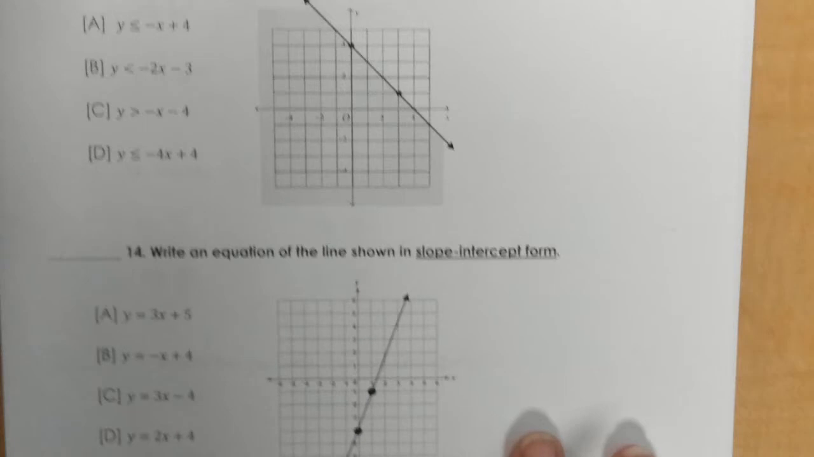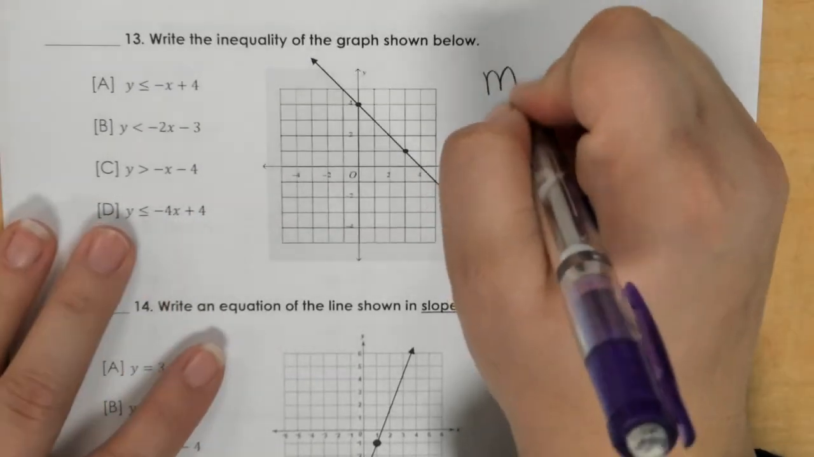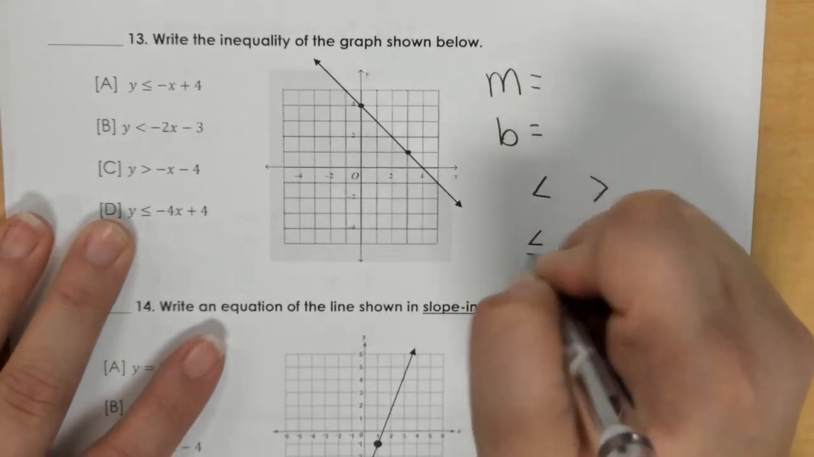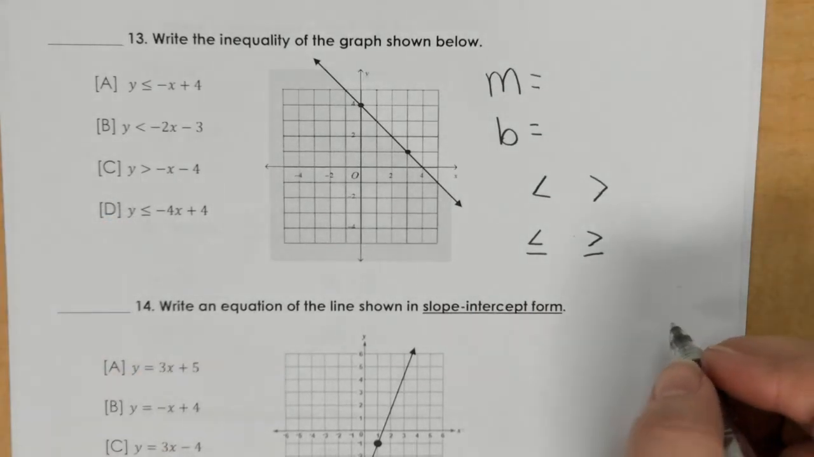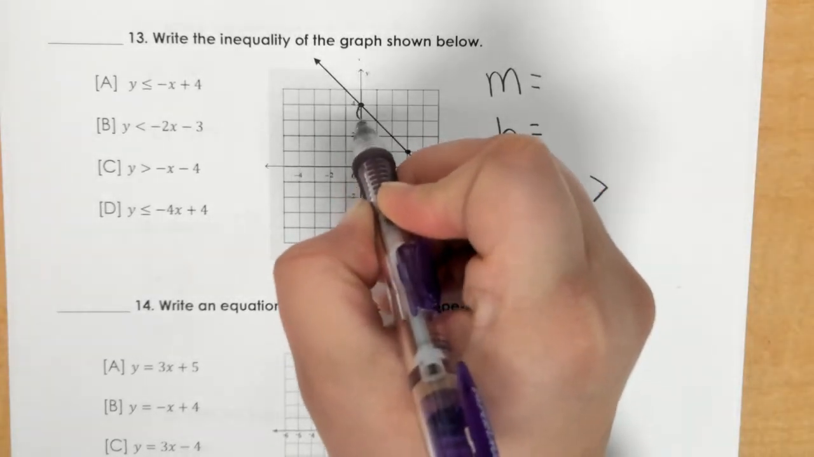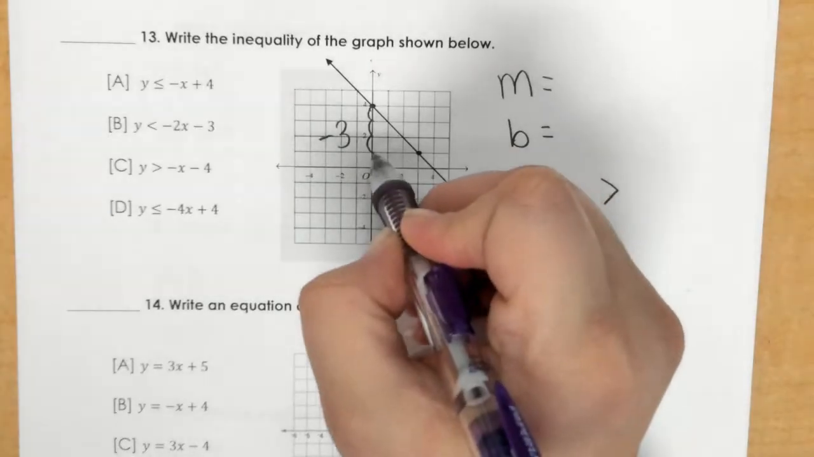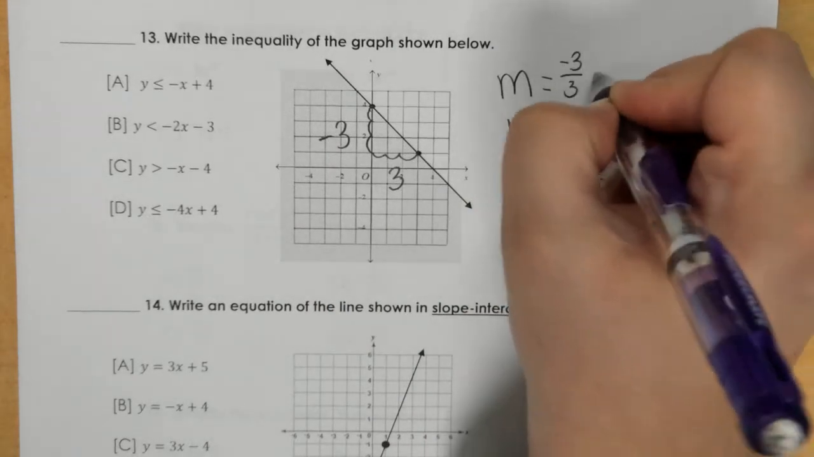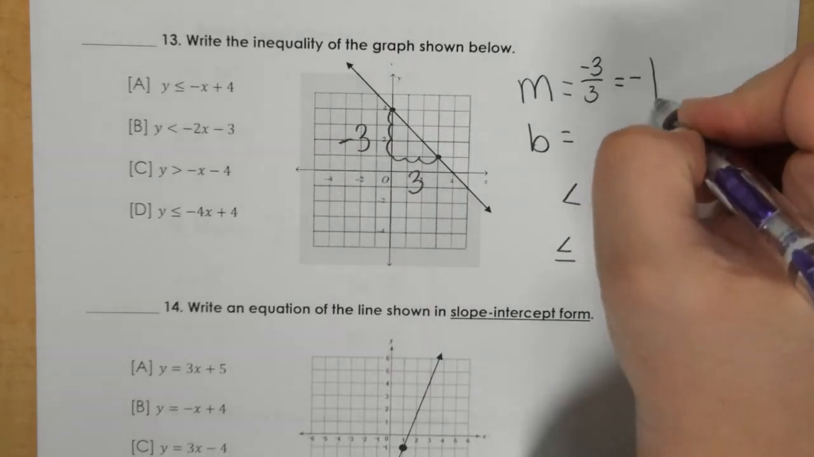For number 13, we need to find our M, our B, and then which inequality we are dealing with. So for slope, how many do I rise and run? Well, I can't rise, so I have to fall. So 1, 2, 3. So I went down 3, and I ran 3. So I have negative 3 over 3, and that reduces to negative 1.